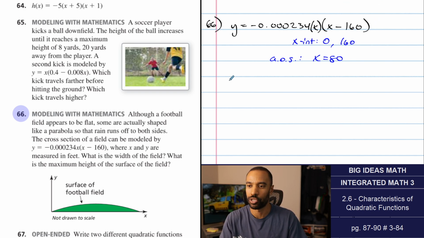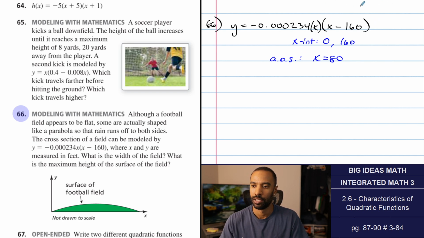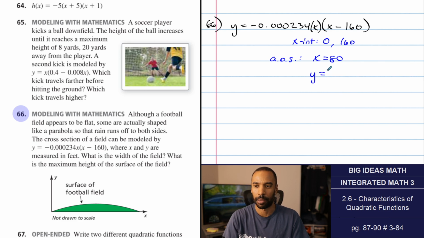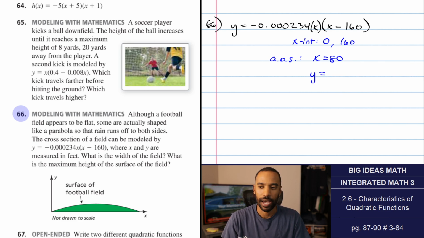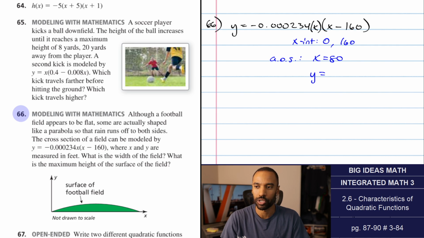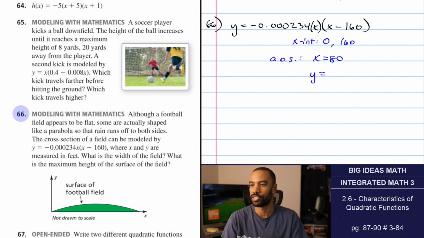Now, I'll just put y equals, and I'm going to type it in the calculator. So I got negative 0.000234 times 80, times negative 80, 80 minus 160. And I get 1.4976. I don't dare to round that unless they ask me to. That's exact. 1.4976, and this is in feet.